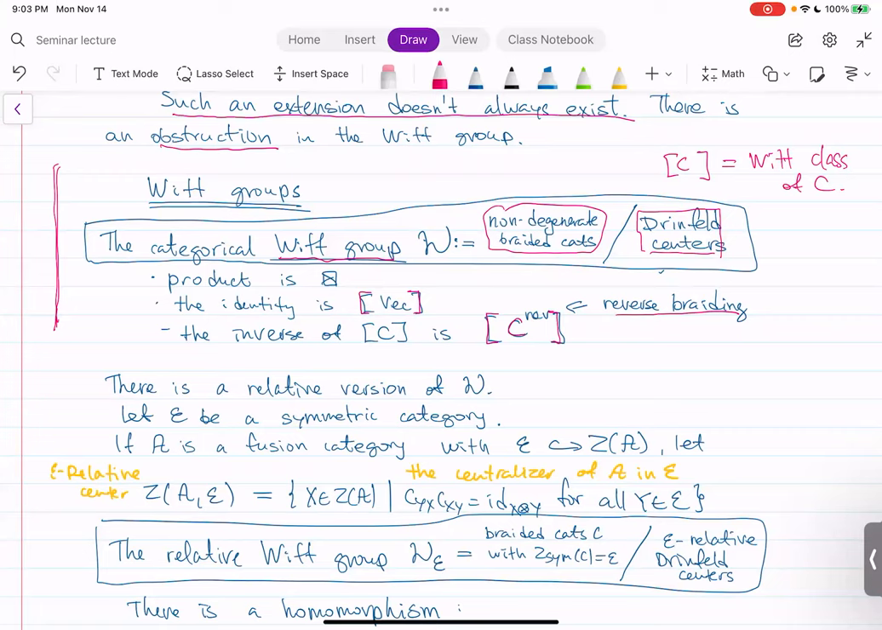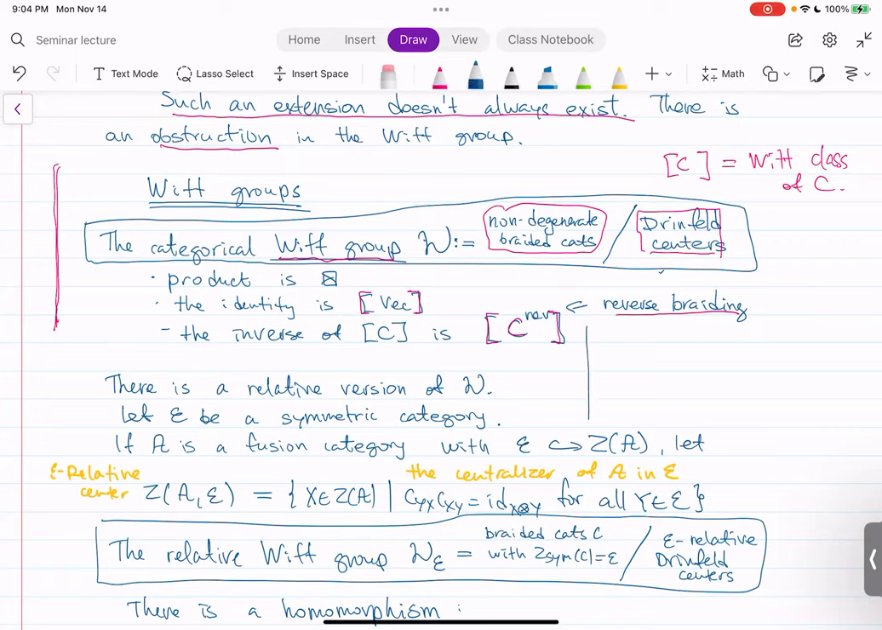Yes, please. I have a question here. Do we know the full structure of the Witt group? How much do we know? Do we already know everything about it? We know quite a bit. Okay, since you asked, I can maybe write it over here.